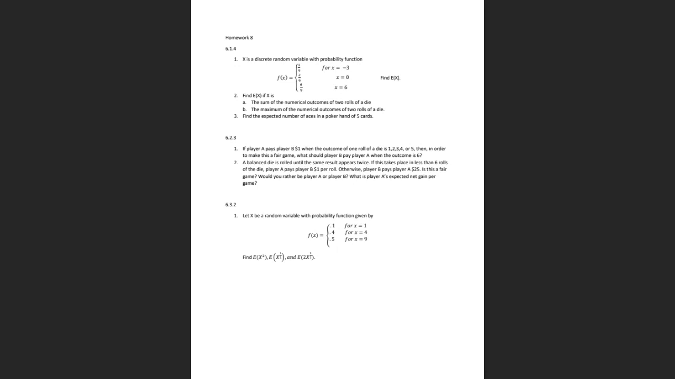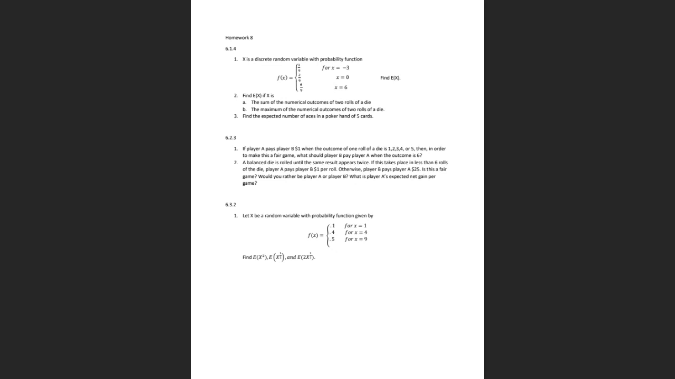So the goal is to make it a fair game. What is the definition of a fair game? If I remember correctly, the expected mean should be equal to zero. Expected value, yeah. The mean equals expected value, which is zero. Okay, so the random variable x here is the amount of money player A pays player B, right? So we want this value to be, on average, zero. Then it's a fair game, right?